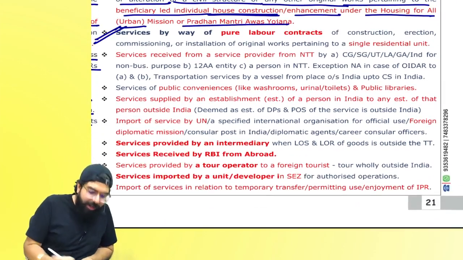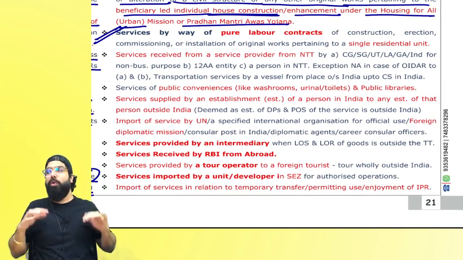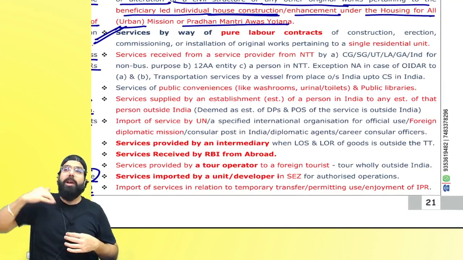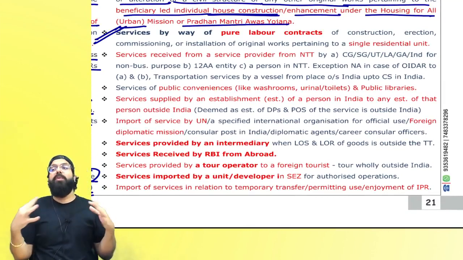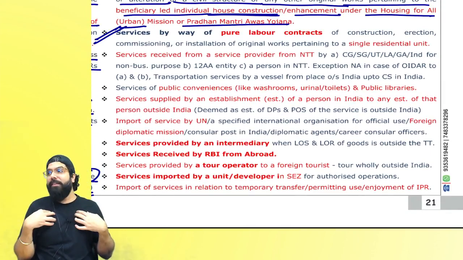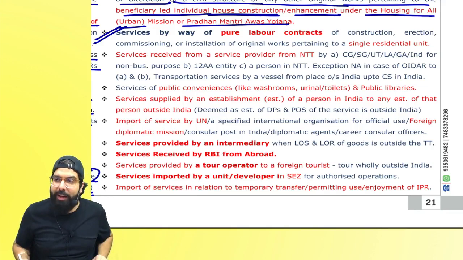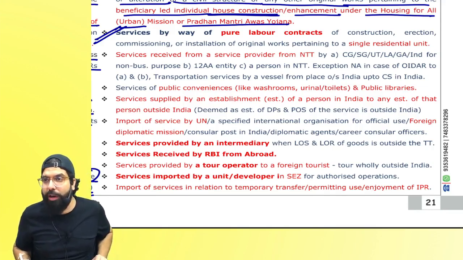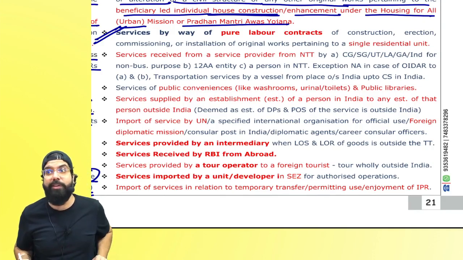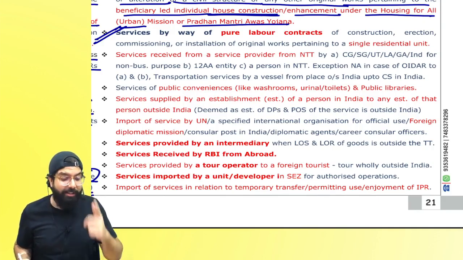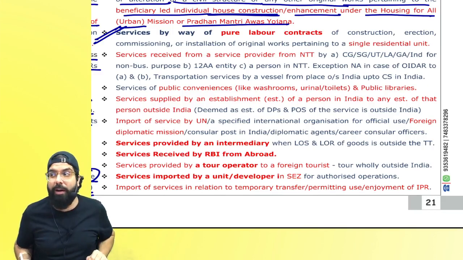The next one is, supposing I am making my own home and one person is providing a pure labor contract. If it's a home for a single family, a single residential unit I am making, then the labor contractor will not charge me any GST. But remember, it is not true in case of a residential complex. If I am making a residential complex, which is not meant for a single family, in that scenario GST will come on the pure labor contract.